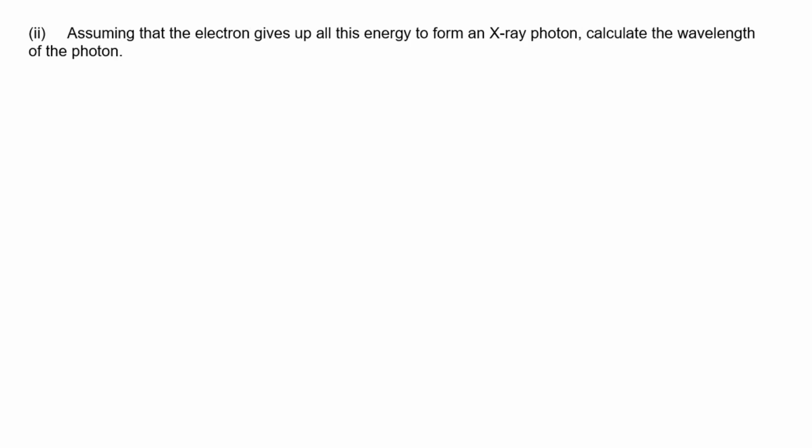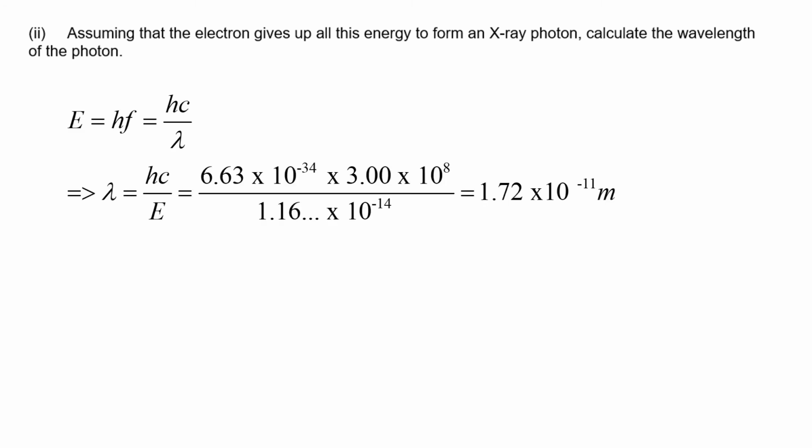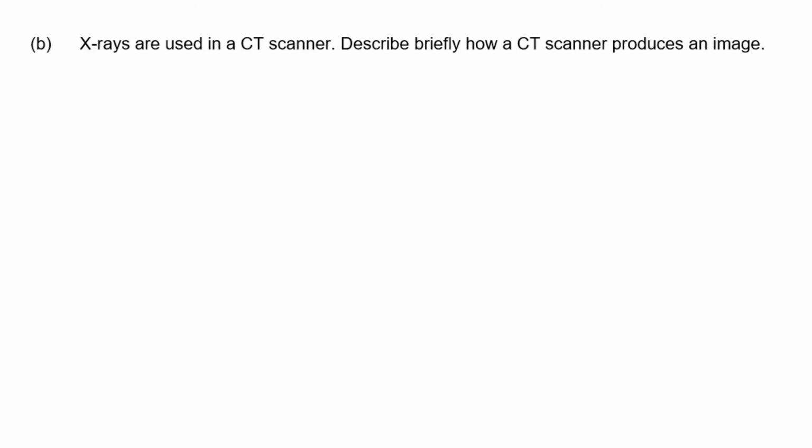Then we're going to assume that this electron gives up all of this energy to form an X-ray photon, and calculate the wavelength. The equation we need is the equation for photon energy, E equals hf, or E equals hc over lambda. Then we rearrange to make lambda the subject, plug the numbers in, and we get our wavelength there, on the order of magnitude of 10 to the minus 11.